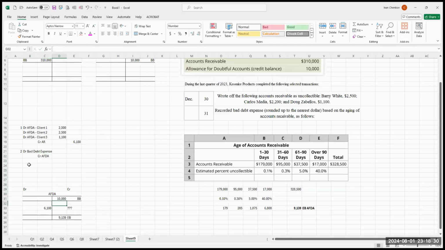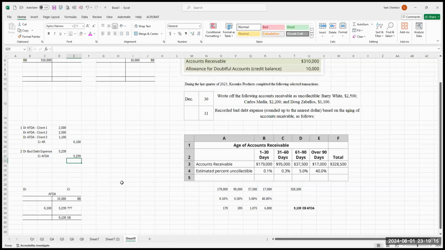How much will that amount be? That will be equal to this one plus this one minus that one. Let's think about it. 10,000 plus 5,239 minus 6,100. Is it going to give me 9,139? Looks like it. So my debit will be equal here to that amount. And here I'm going to have to plug exactly the same amount. That was the first requirement.